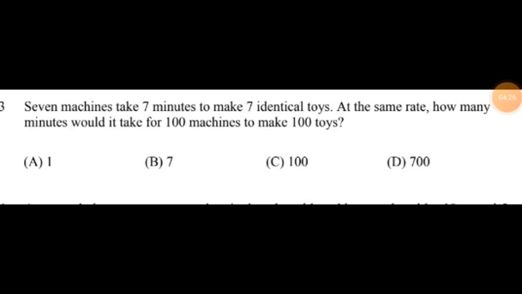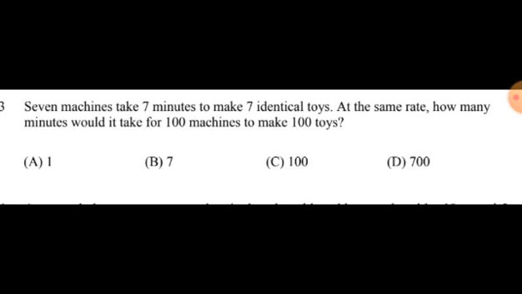Now I will explain the answers for yesterday's question. This is the first question of yesterday, which is a question from the general aptitude section. Here the question is, 7 machines take 7 minutes to make 7 identical toys at the same rate. How many minutes would it take for 100 machines to make 100 toys? Here we have to read carefully.